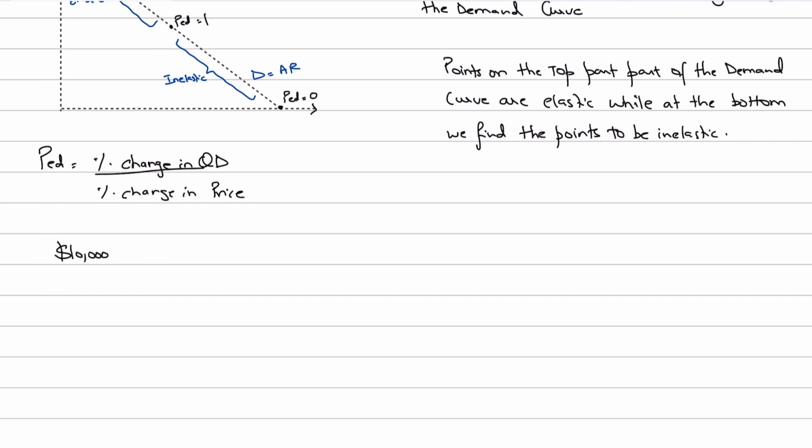So my starting point is $10,000 and that is my initial income. And let's say my company gives me a raise, it goes up by $10,000. So my income rises by $10,000 and it moves to $20,000.